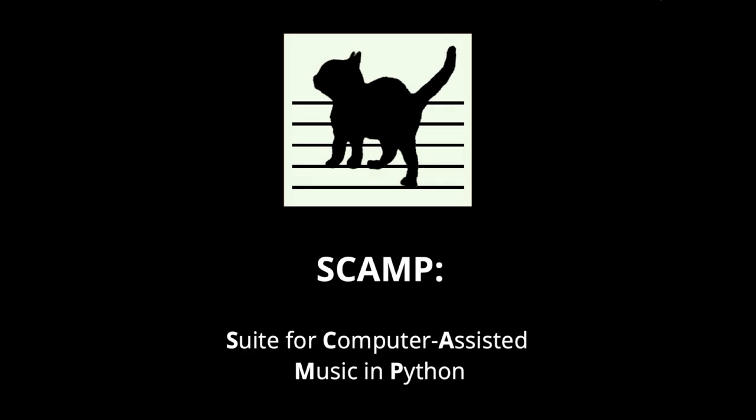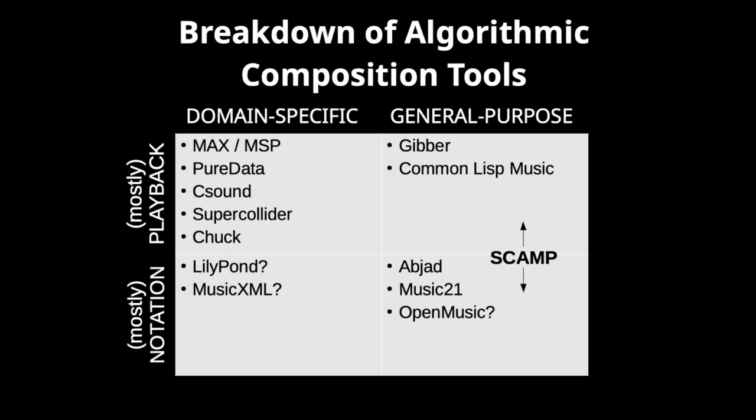Hi, my name is Mark Evanstein, and I'm going to demonstrate how to compose music using SCAMP, the suite for computer-assisted music in Python. Most algorithmic composition tools dedicate themselves either mostly to sound synthesis or to music notation. The goal of SCAMP is to incorporate both into a single workflow, and to do so in a way that connects the composer to their other resources for playback and notation.